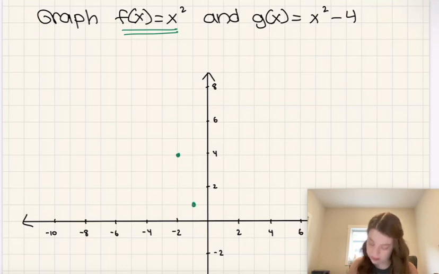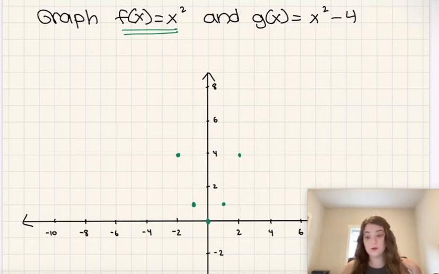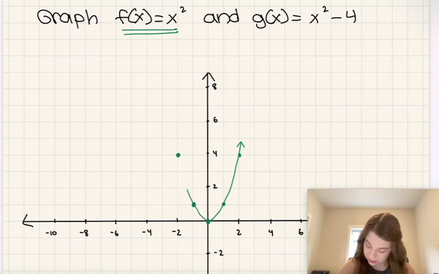-1 is also a point because -1 squared is 1. 0 squared is 0, so (0, 0) is a point. (1, 1) is a point because 1 squared is equal to 1. And then (2, 4) is a point because 2 squared is equal to 4. Okay, and now I'm just going to connect those dots together like that. And there we go.